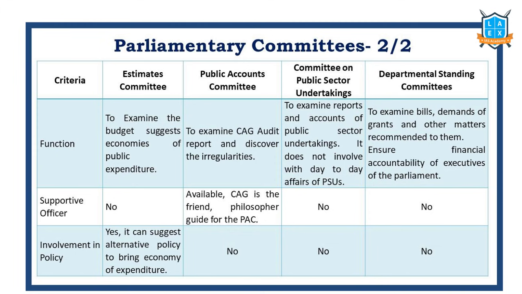Estimates Committee examines the budgetary suggestions of public expenditure. Public Accounts Committee examines the CAG report and discovers the irregularities. Estimates Committee examines before introduction of budget. Public Accounts Committee examines after the spending. Public Sector Undertakings Committee examines the reports of accounts of public sector undertakings submitted by the CAG, but it doesn't involve itself in the day-to-day functioning of the PSUs.